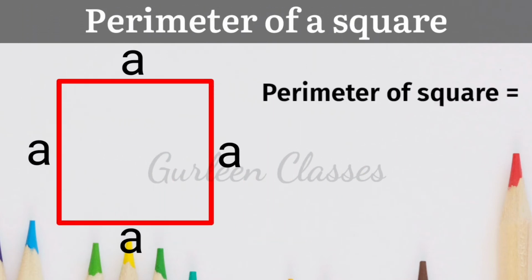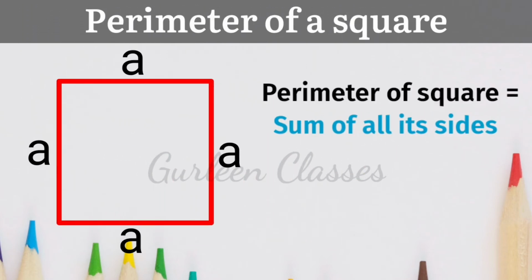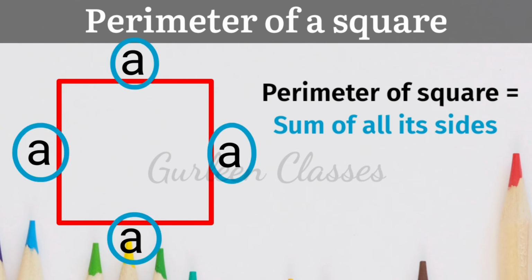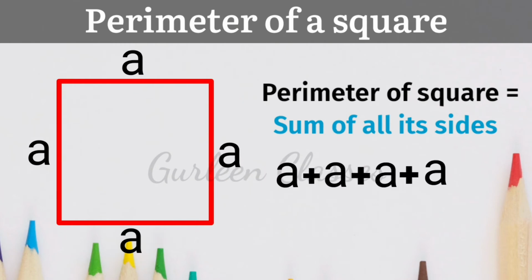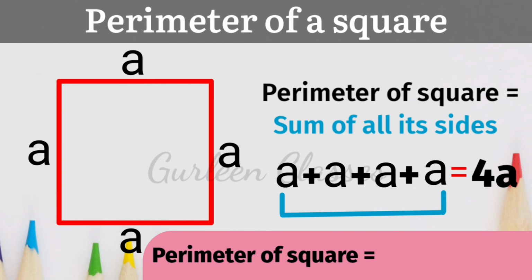Perimeter of a square is equal to the sum of all its sides. So here the side is given as A. So the sum of all its sides is A plus A plus A plus A, so 4 times A, write 4A. So perimeter of a square is equal to 4 into side.